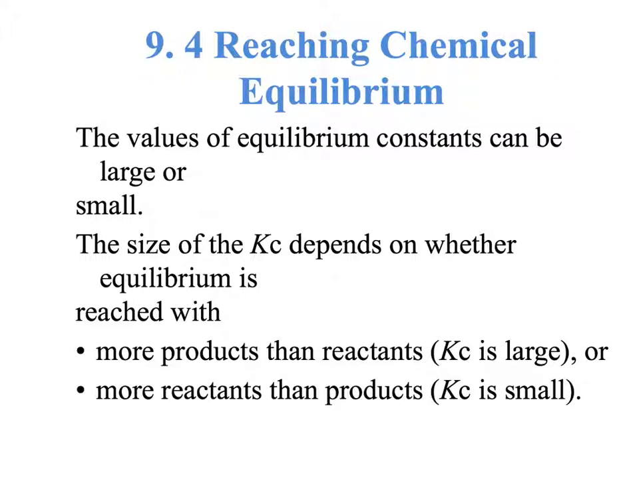The second part of this chapter is about reaching chemical equilibrium. When do we reach chemical equilibrium? We reach chemical equilibrium when the rate of the forward reaction is equal to the rate of the reverse reaction.